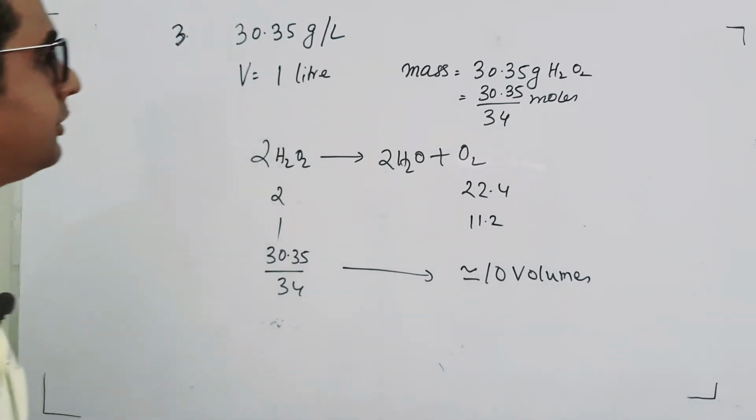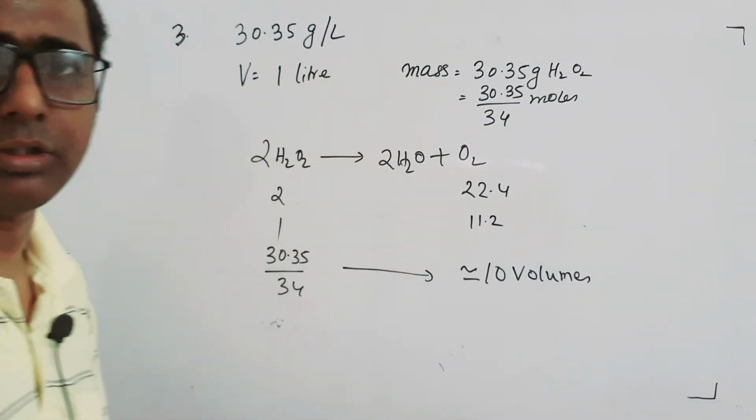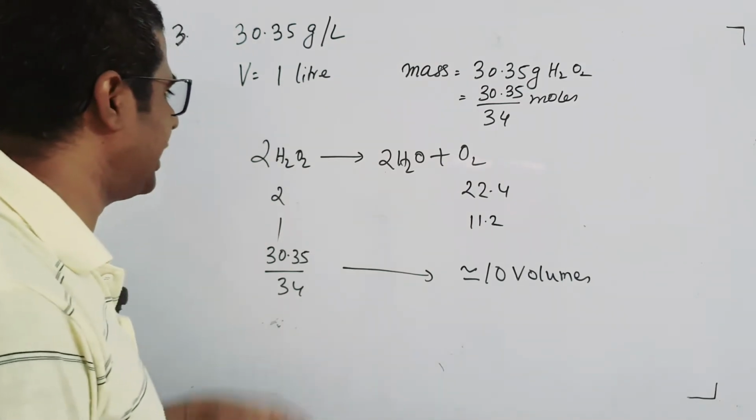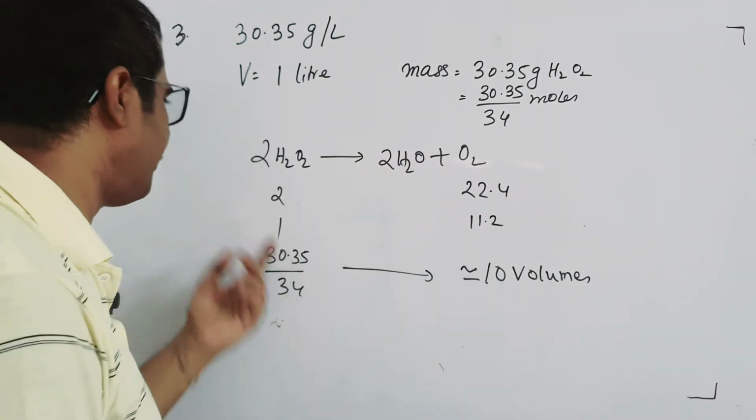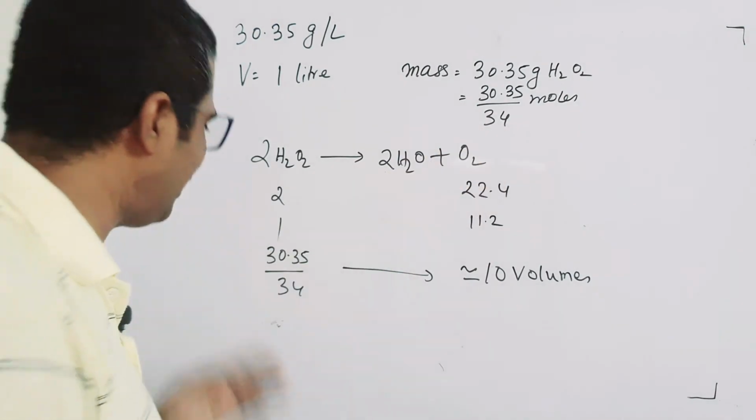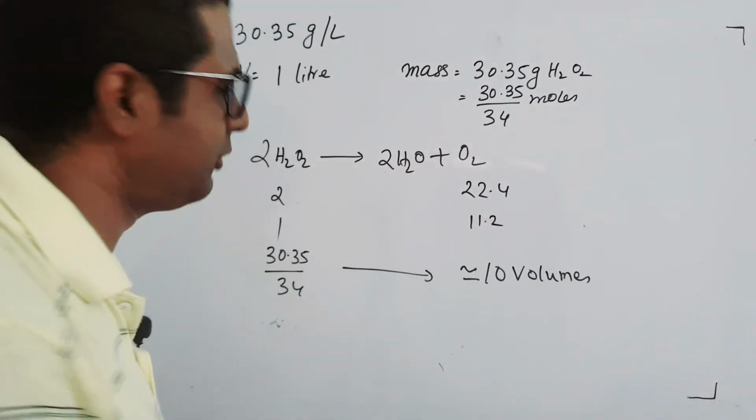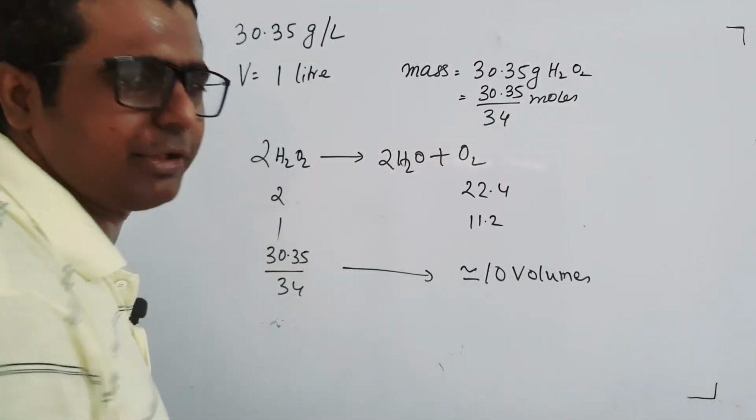Clear? So here what I did, I first found out the moles. Finding moles makes the work easy. So 2 moles 22.4, 1 mole 11.2, whatever moles you find, scale it accordingly, done. This is the unitary method. You can use the ratio method also, whatever you are comfortable with.